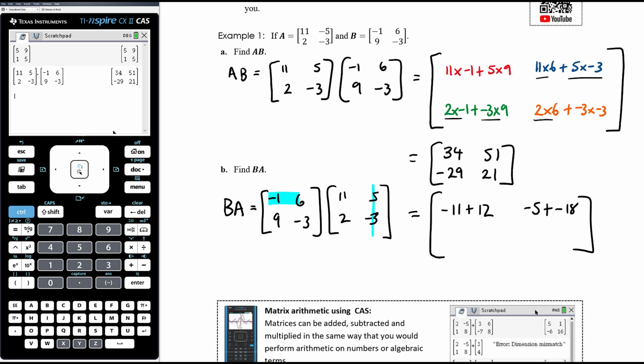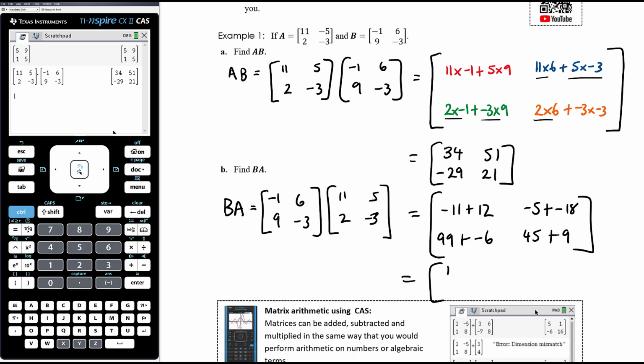Okay. And then we're going to have bottom row times left column. So that's going to be 9 times 11, which is 99, plus negative 3 times 2, which is negative 6. And then finally, bottom row times right column, 9 times 5, which is 45, plus negative 3 times negative 3, so plus 9. Okay. Alright, and then again we should just be able to tidy things up.